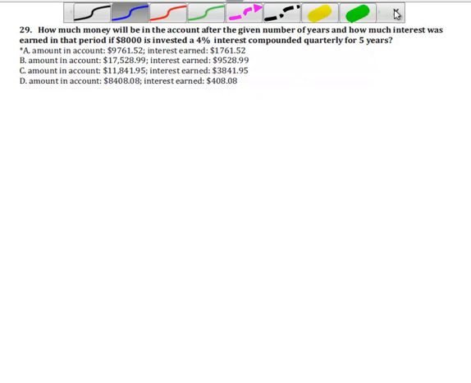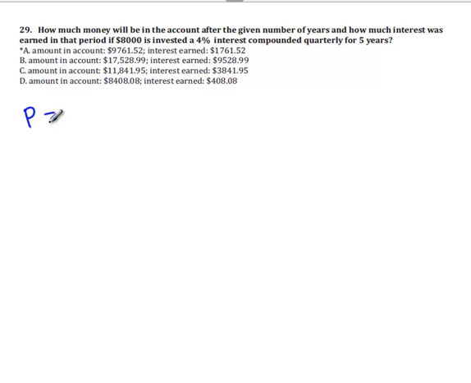Item number 29. How much money will be in the account after the given number of years, and how much interest was earned in that period if $8,000 is invested at 4% interest compounded quarterly for 5 years? So we know that the amount invested is $8,000. We know that the rate it's invested at is an annual rate of 4%, changed to a decimal. We know the time is 5 years, and we know that it is compounded 4 times per year.